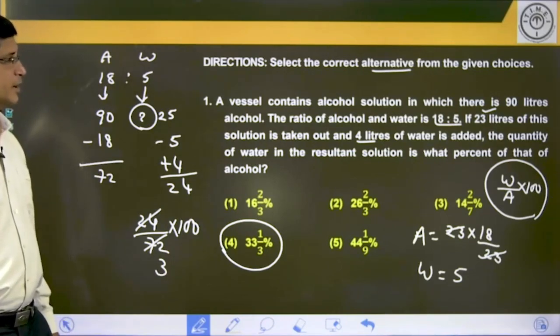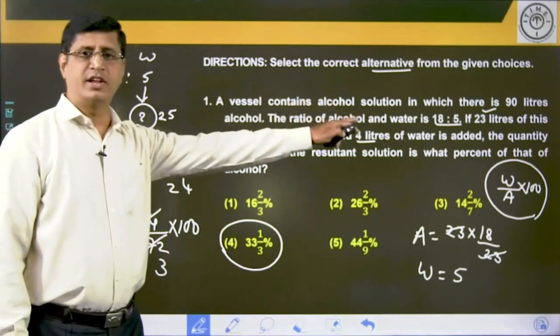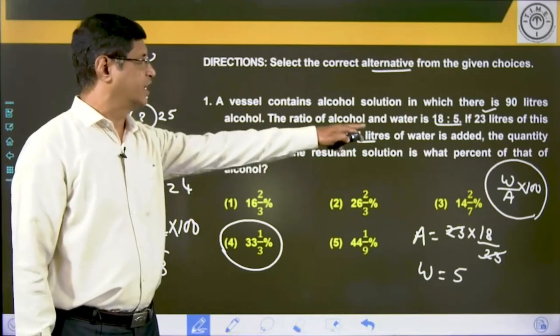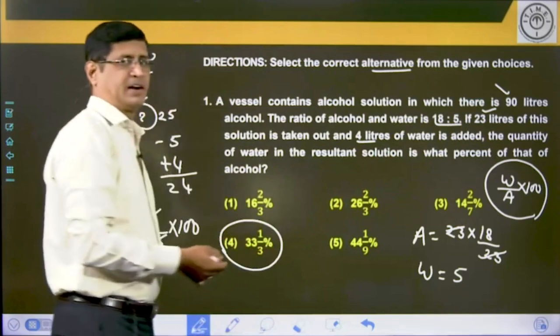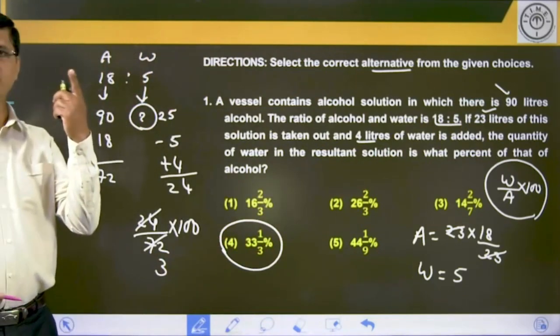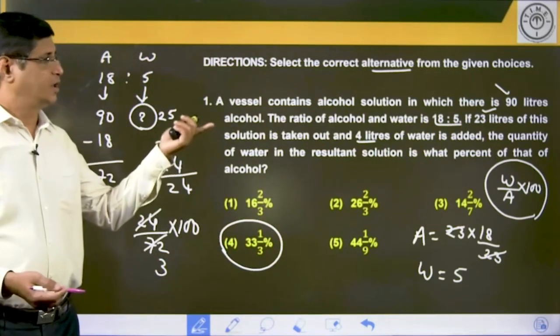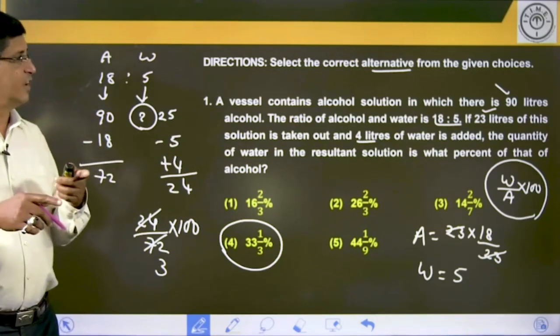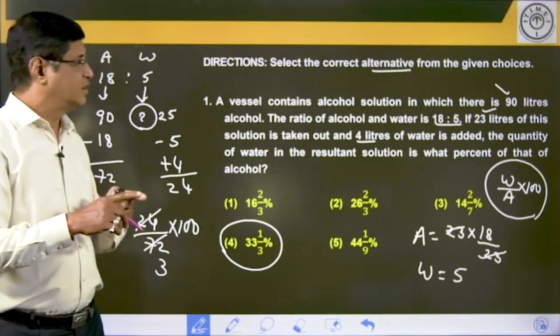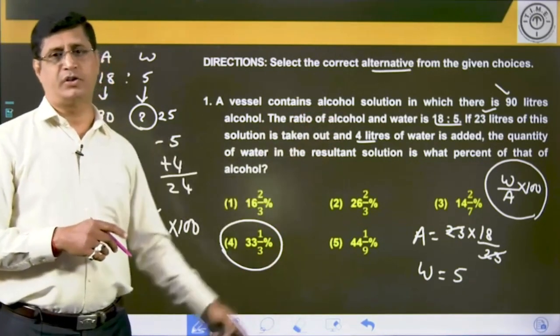Okay, am I clear? 18:5 is the ratio of the alcohol and the water. 18 parts is equal to 90 liters. Then find the 5 parts. 1 part is equal to 5. 5 parts means 25. Now 23 liters is taken out means in that 23 liters, it will have alcohol and water in the combination of 18:5 ratio.